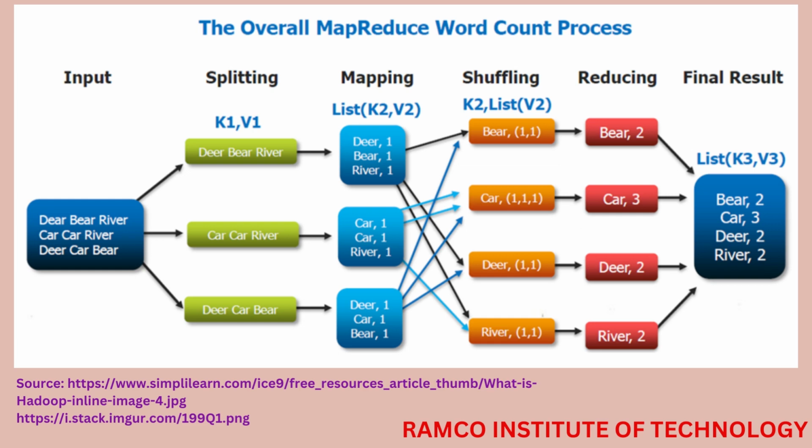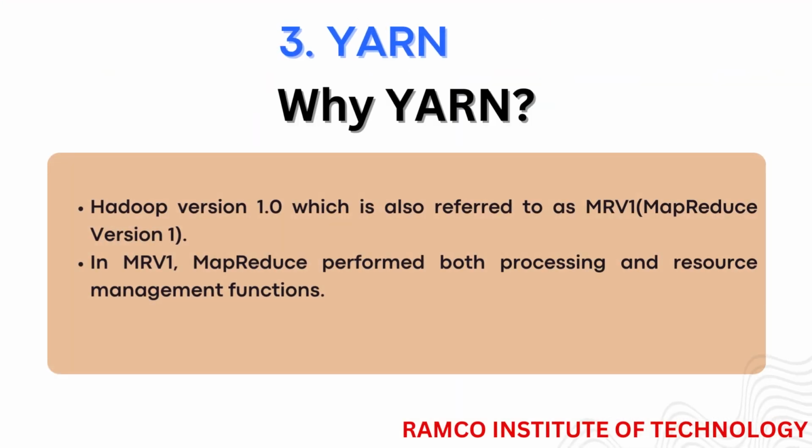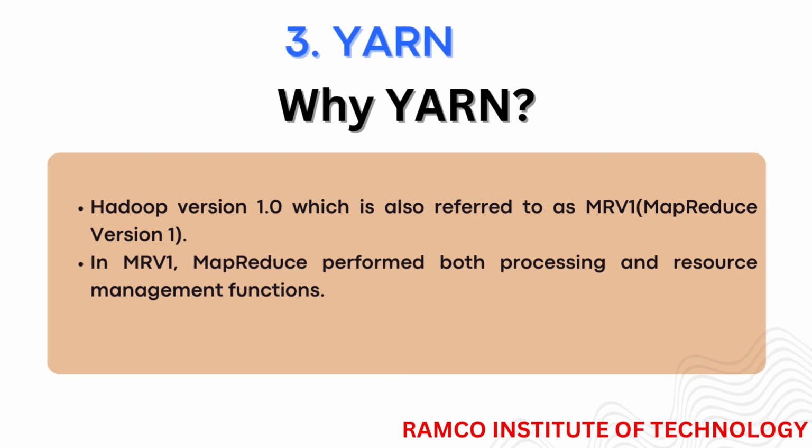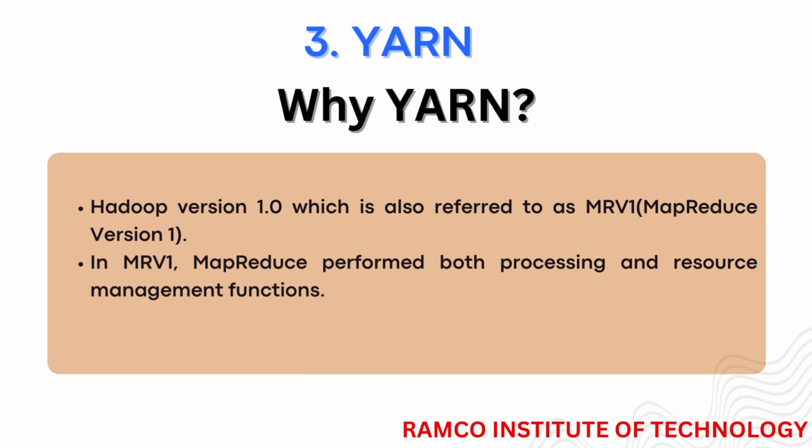So that's all about the MapReduce component. The third component is YARN. Why is this YARN component necessary? Hadoop version 1.0, which is also referred to as MRV1, that is MapReduce version 1. In MapReduce version 1, the MapReduce component performs both processing as well as resource management functions.